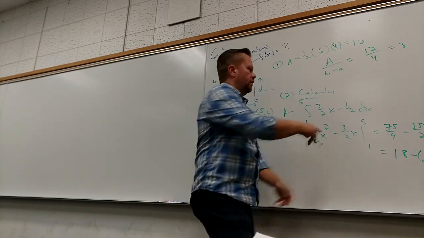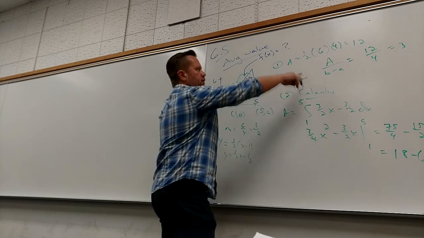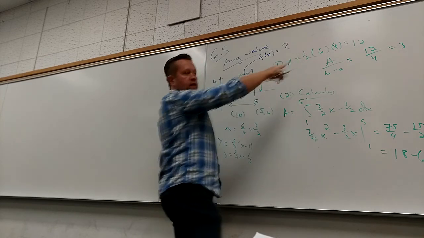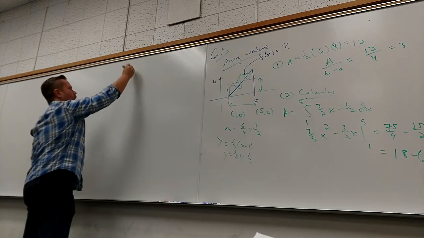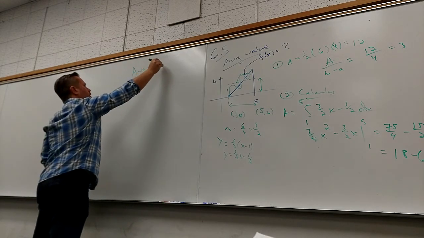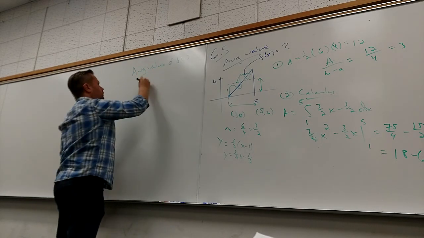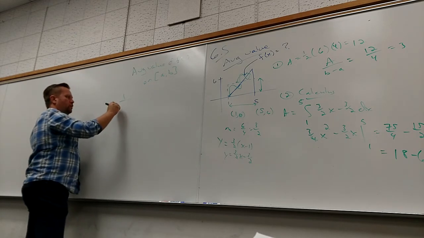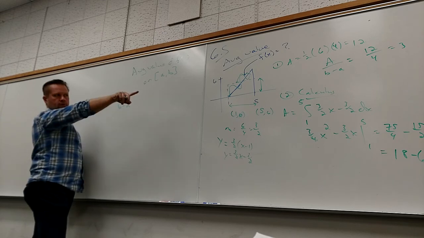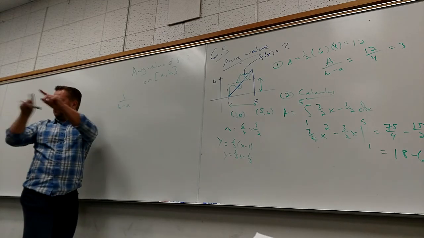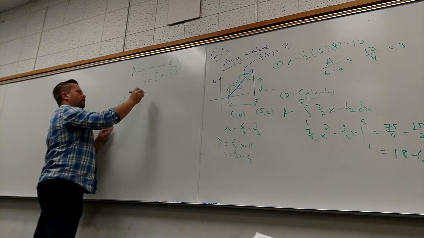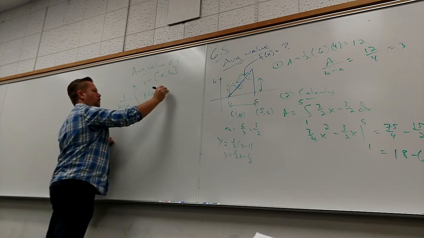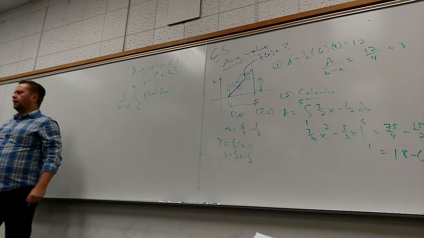And then how do I find the average? I just divide by 5 minus 1. So I'm going to get the same answer, right? So the general way to find the average value of f of x on a to b is 1 over b minus a. Divide by the length. Find the area. That's how you find the average value of a function.